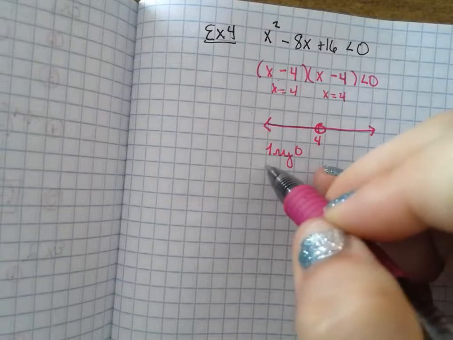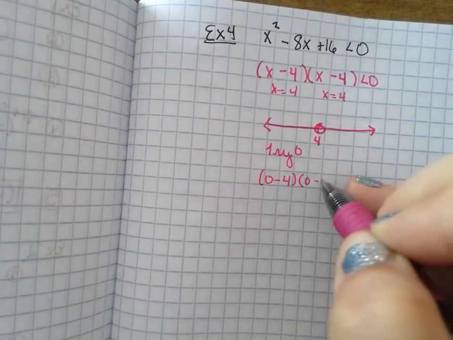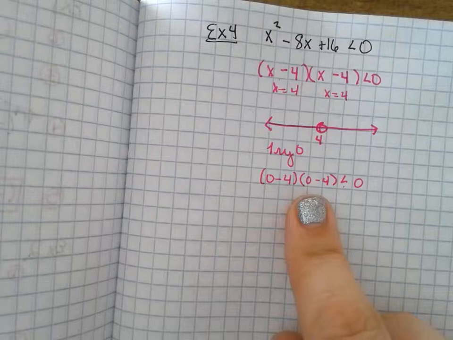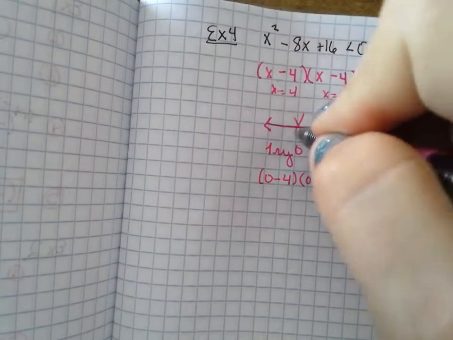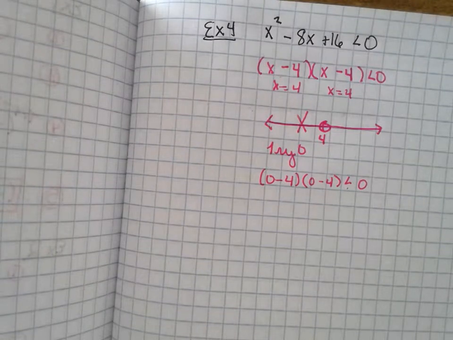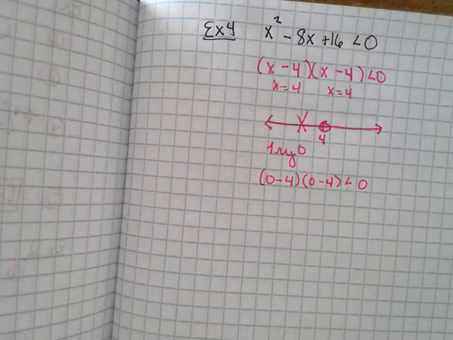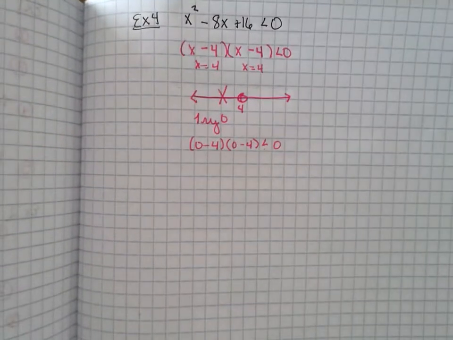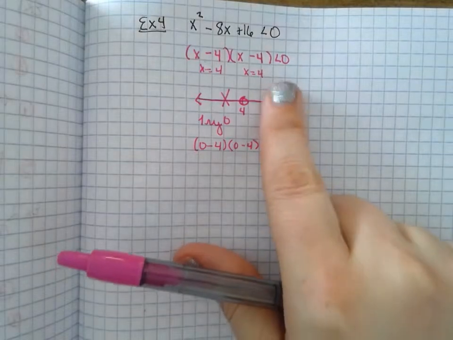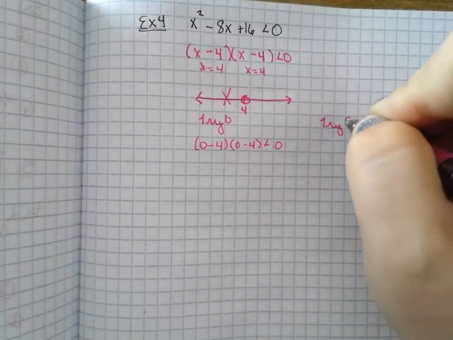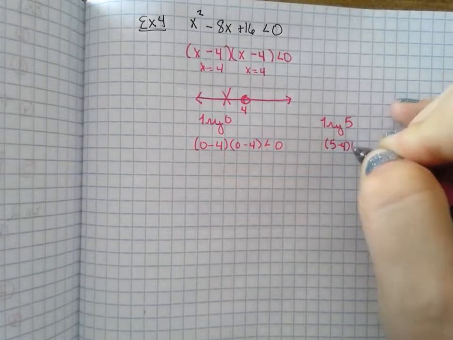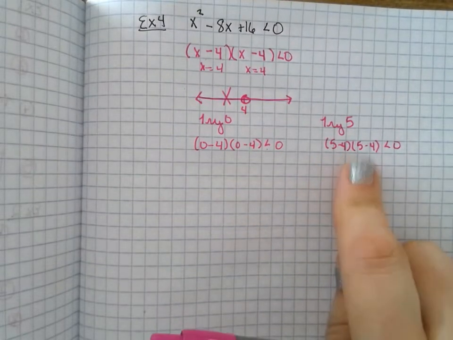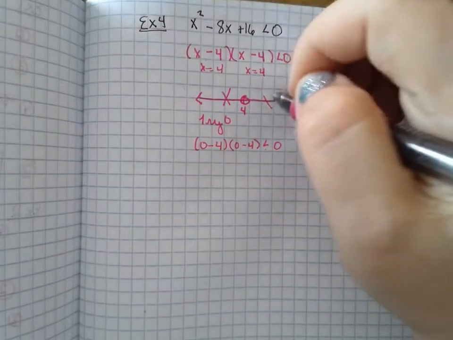Okay, here we go. So if we have 0 minus 4 times 0 minus 4, is that less than 0? Well, this is going to be a negative, and this is going to be a negative. A negative times a negative gives you a positive, which is greater than 0. So that does not work. What's a number I could check over here? 5. Sure. So here we have 5 minus 4 and 5 minus 4. Is that less than 0? Well, this is going to give me a 1, and this is going to give me a 1. 1 times 1 is not less than 0. That doesn't work either.